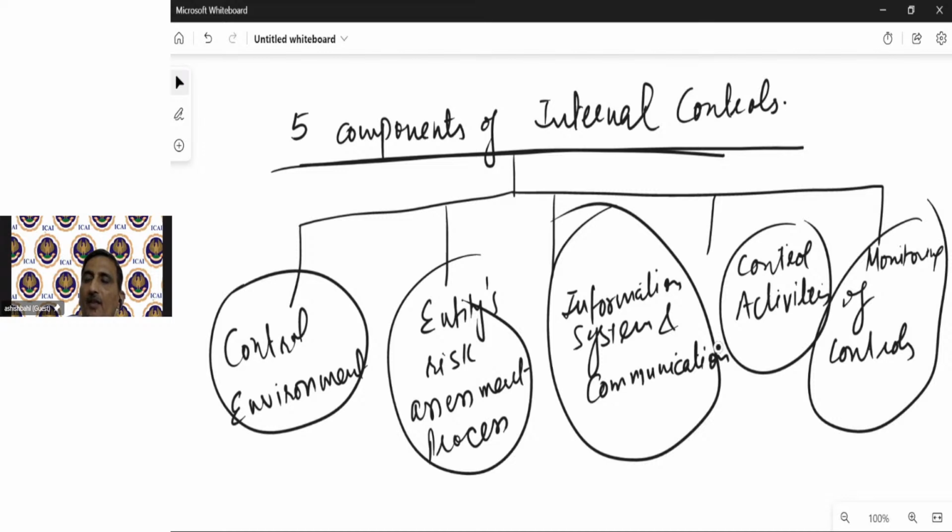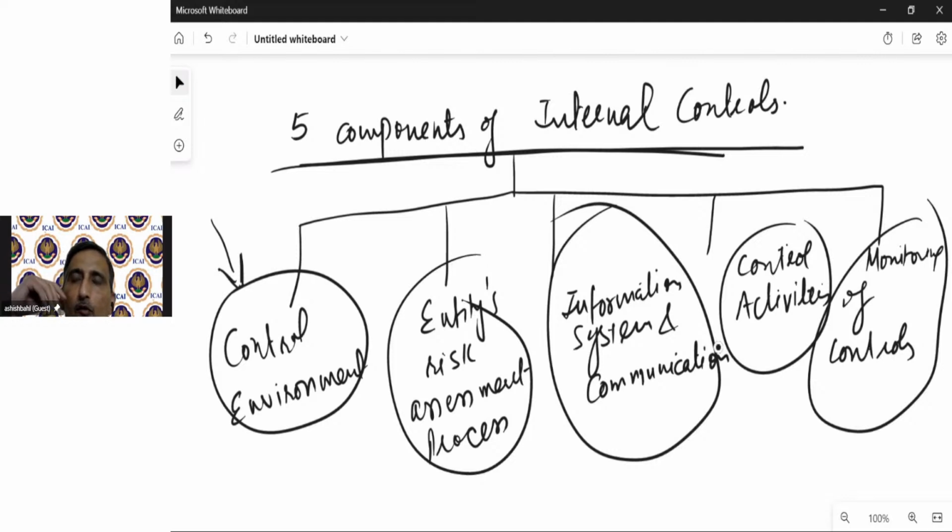We were studying about the components of internal control. So, first component is control environment. First I will explain these components in a very general, loose, broad way, and then we will quickly go through the contents of your module.